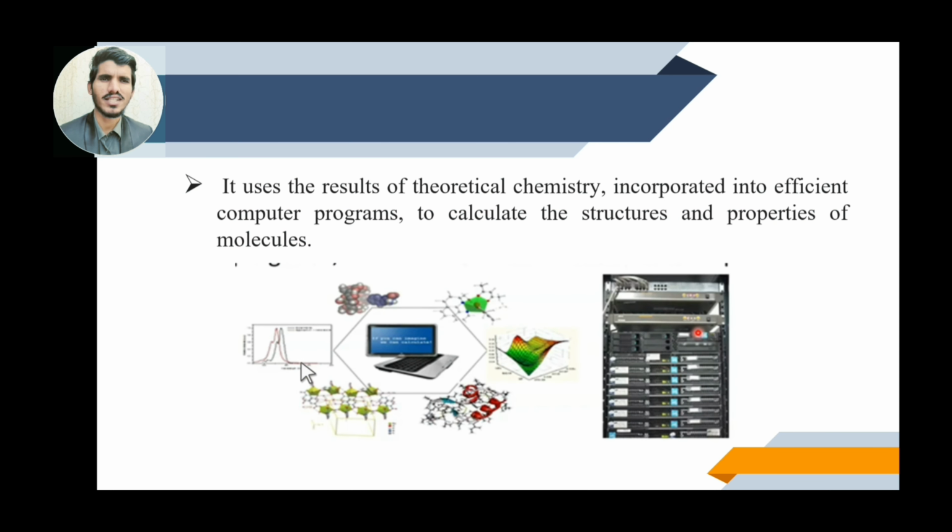It uses results of theoretical chemistry incorporated into efficient computer programs to calculate the structure and properties of molecules. These results are incorporated into the computer programs, and using these programs we calculate the structures and properties of the molecules. So in computational chemistry we use different software to calculate the structures and properties of molecules, and this software is based upon theoretical chemistry.